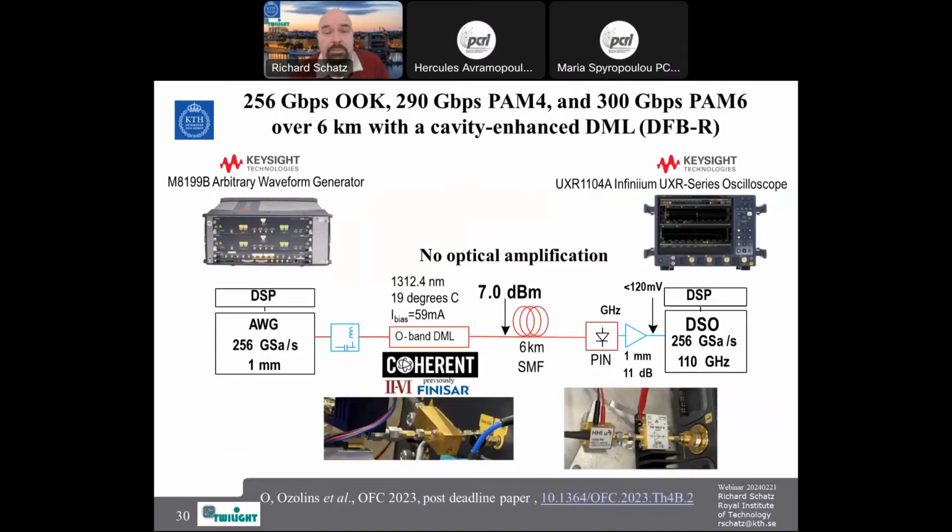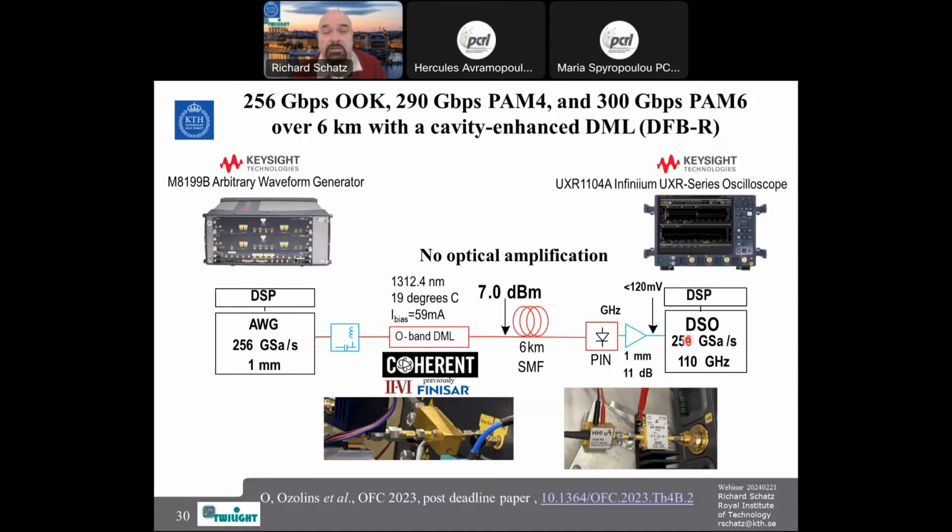So here are some experiments we did. We published at OFC. It was made by Oscar Rossolins. He measured at T-sites. It is a collaboration with T-sites, in fact, within the Twilight project, where we measured on this DML. And then we used Keysight's latest arbitrary waveform generator, which was in fact a prototype at that time, and also their fastest digital sampling oscilloscope.